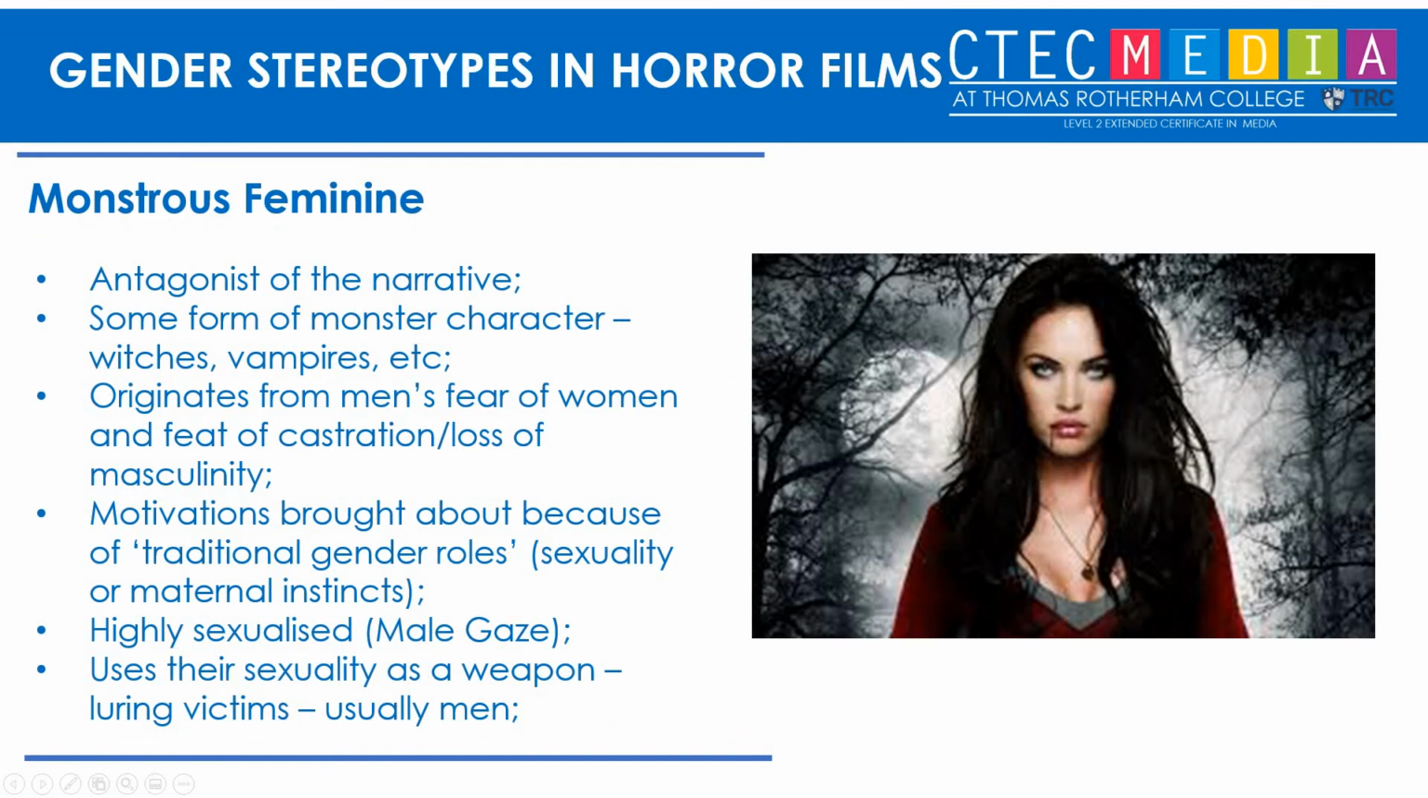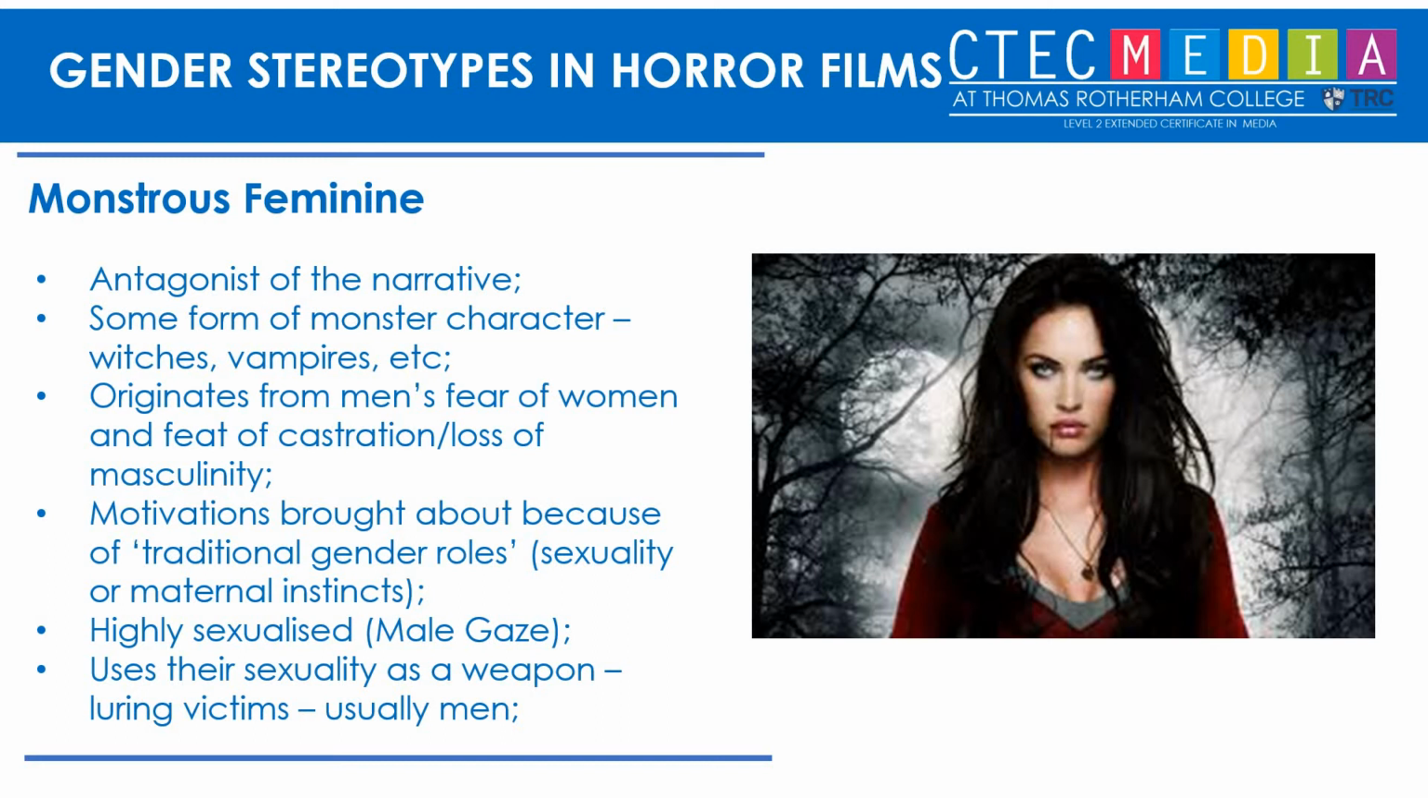The second one is more of a female character being seen as an antagonist. They're the antagonist of the narrative, and this is called the monstrous feminine. Usually this character will take the place of some form of monster. Witches and vampires are the most common ones, and this is quite an interesting stereotype because it originates from men's fear of women, and fear of women stopping men having their masculinity. The idea of them being castrated and getting rid of their masculineness, I suppose, which is a word that I've just made up.